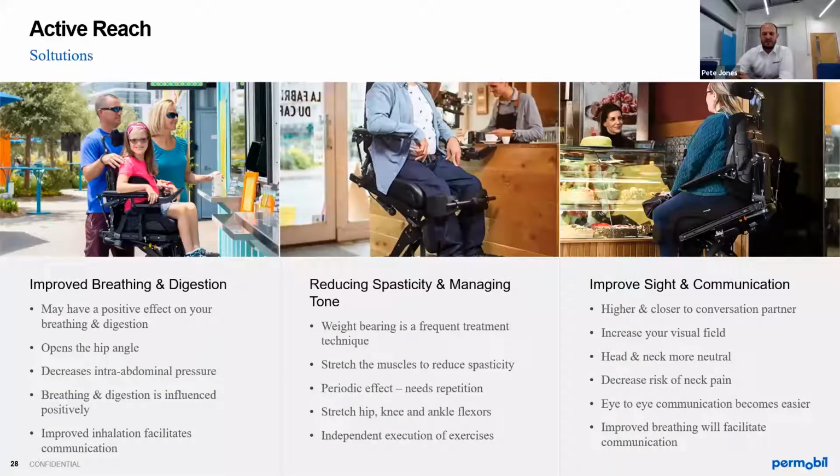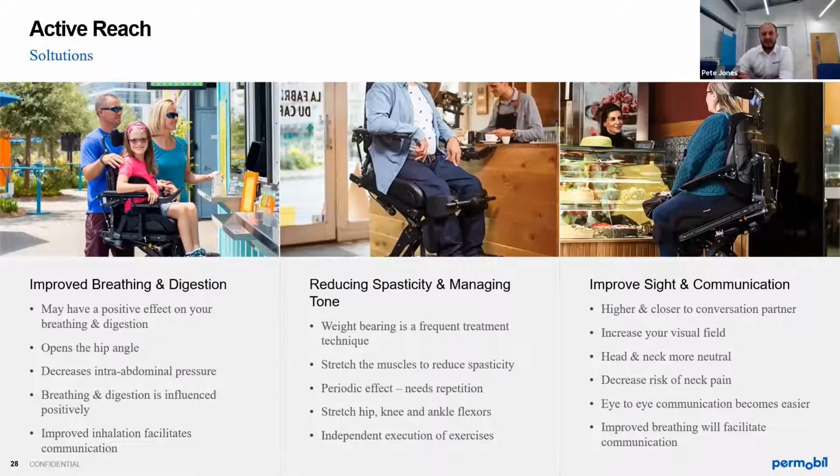The user is also a greater distance from the conversation partner, which causes the user to have to increase the volume to be heard. Once again, another strain on the vocal cords. And I've often heard from users that when they are out and about with an able-bodied friend or family member, people will often approach the friend or family member instead of communicating directly with the user, which can have a negative impact on self-esteem.